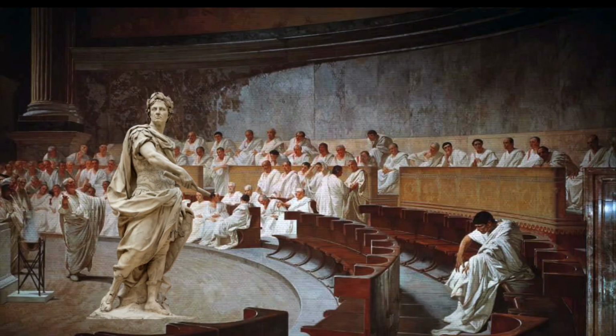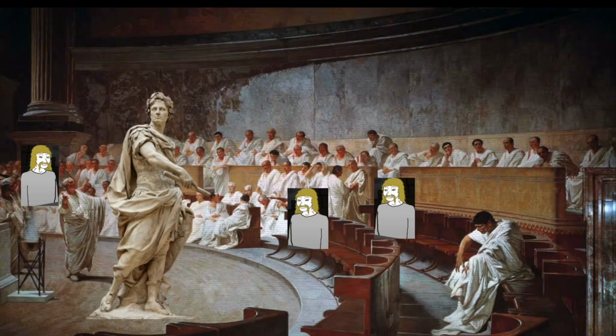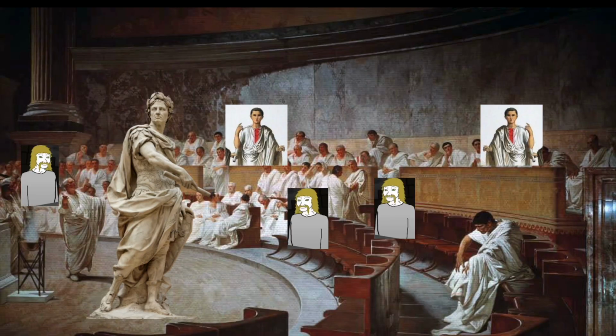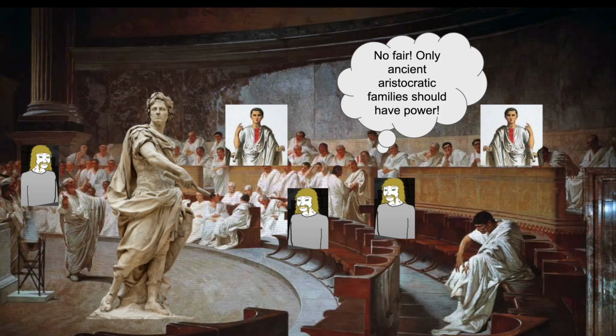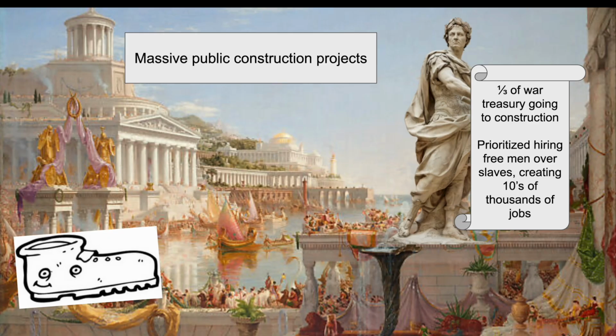Caesar also increased the size of the Senate, adding both Gauls and Italians. This allowed for a much fairer and more diverse representation in Roman politics, but, of course, this just infuriated the old senators. Caesar then underwent a massive series of public construction projects, and he prioritized hiring freedmen over slaves, which created tens of thousands of jobs.